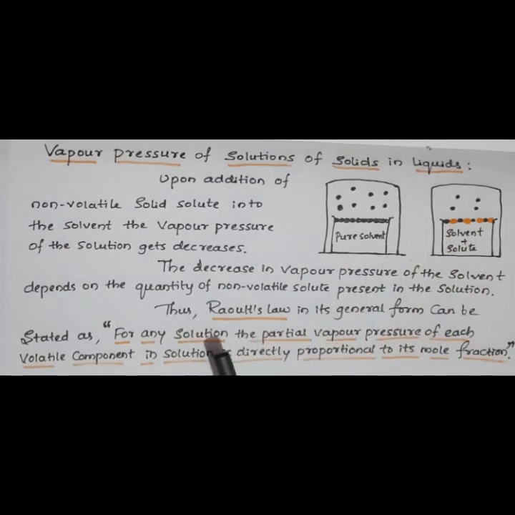So this is about the vapor pressure of solutions of solids in liquids. Remember, upon addition of a non-volatile solute to the solvent, the vapor pressure of the solvent decreases. Okay, this is explained with the help of Raoult's law. I hope this is clear to you.